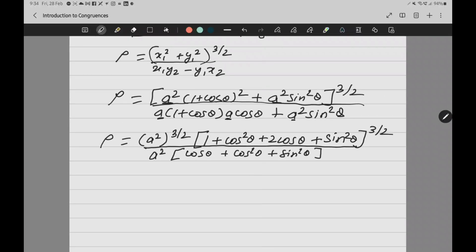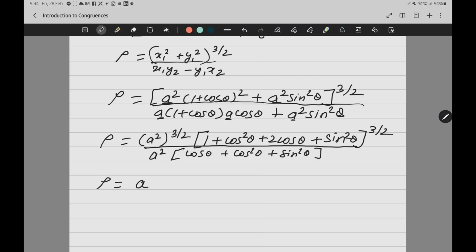Correct? Now observe carefully. A square to the power 3 by 2, if I do, the 2 will get cancelled. So a cube upon a square is what? A. So all the a's are sorted out, and I am left with only a.